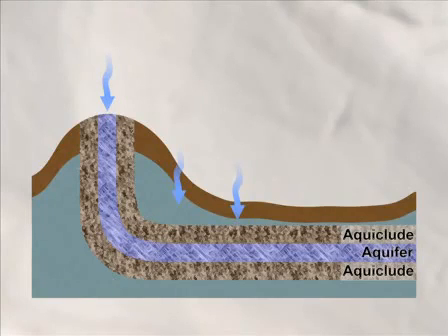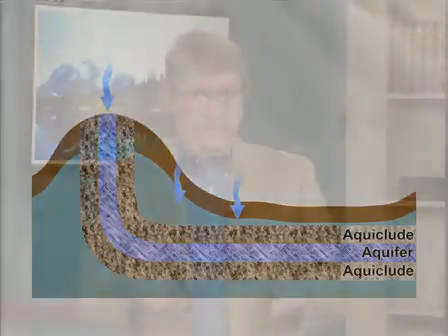Now here's the big difference between the unconfined and the confined. The water in a confined system is under pressure. Now think about pressure as energy, because that's what it is. Pressure is energy to do work. The pressure you put in the tires of your car lifts the car off the ground so you don't have to ride on your rims.